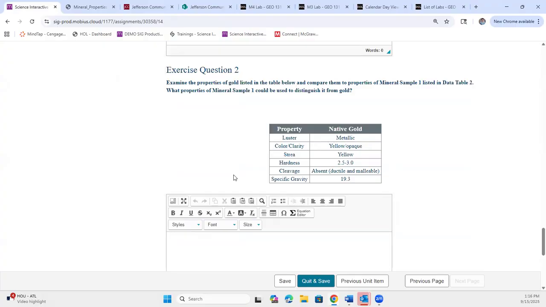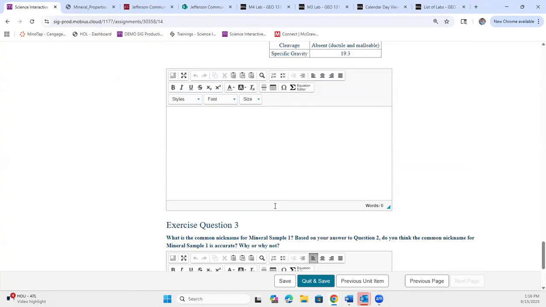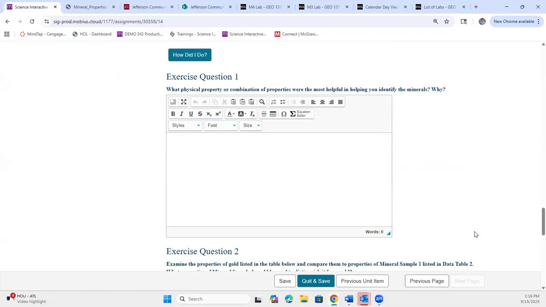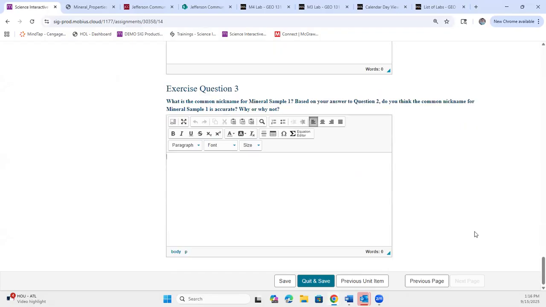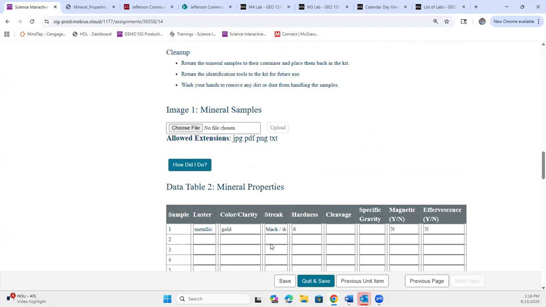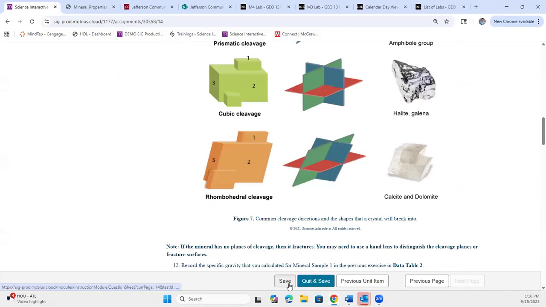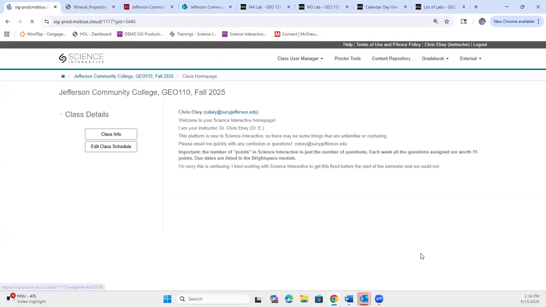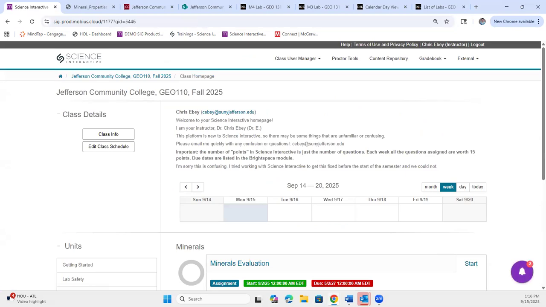Once you've got that labeled, what's a common nickname for sample 1? Google it. I just gave it to you. It's pyrite, so you shouldn't have any questions about sample 1 mixed up. And describe it. And when you're all done with all of this, save it and quit and save, and you're done. And let me know if you have questions.